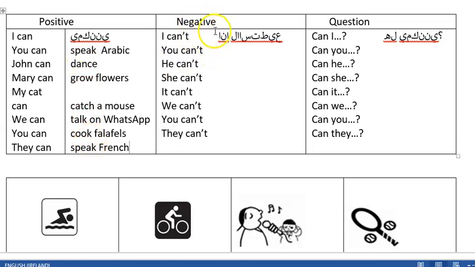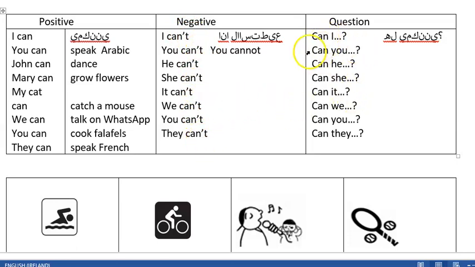Okie doke, if you're looking at the negative we say can't. I can't, you can't, or you cannot. Okay, cannot, we contract to can't. You see? So I can't, you can't, he can't, she can't, it can't, we can't, you can't, they can't. And same as here. You can't dance, I don't know. He can't catch a mouse. No, it can't catch a mouse. So the negative is with the apostrophe.